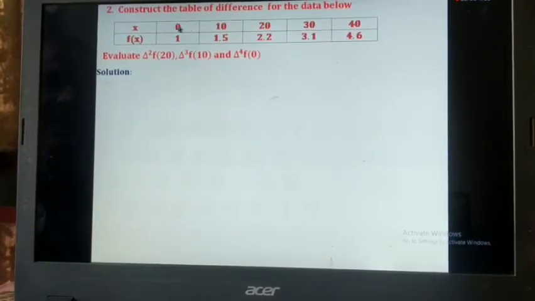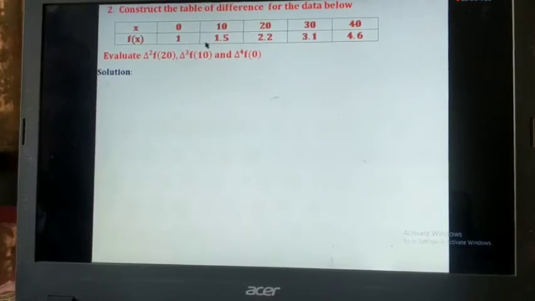One must observe that x has a constant difference here: 0, 10, 20, 30, 40. There is a difference of 10. F of x may or may not have a constant difference. After constructing the table, the question continues: evaluate delta square f of 20, delta cube f of 10, and delta raised to 4 f of 0.